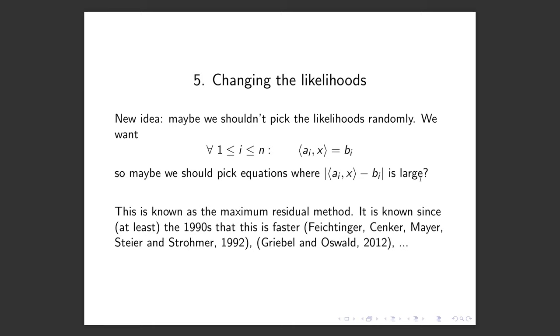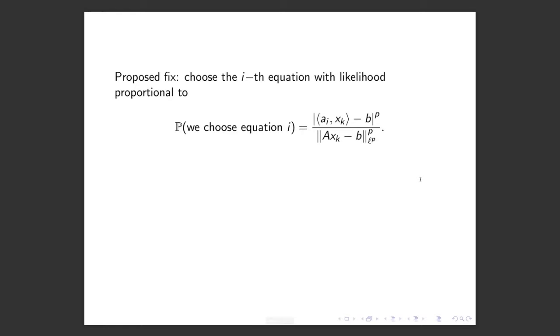This is actually known. Picking the hyperplane that's furthest away is known as the maximum residual method. And it's been known empirically that it's faster for quite a while. I thought about it for a while, and the problem that I had with maximum residual, which in hindsight was not really a problem, is that it's deterministic. It's not random at all. You always pick the one that's furthest away. So it seemed to me like it would be very difficult to analyze this, because it's not random.